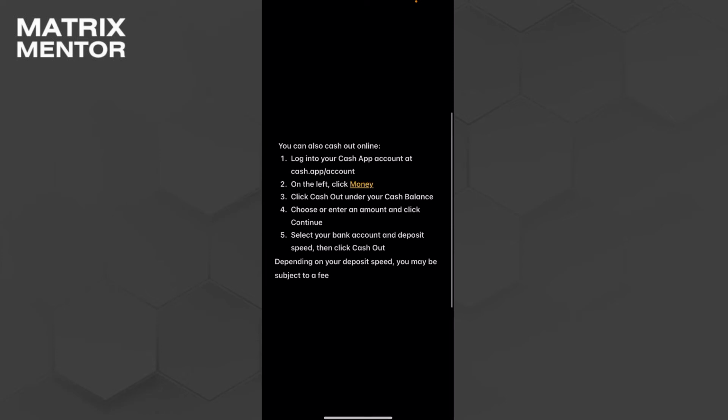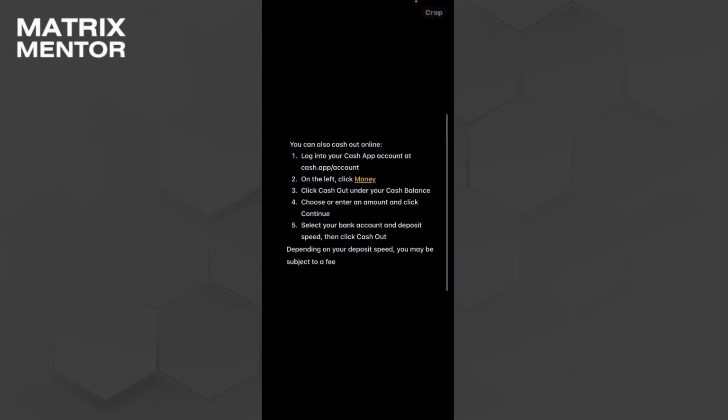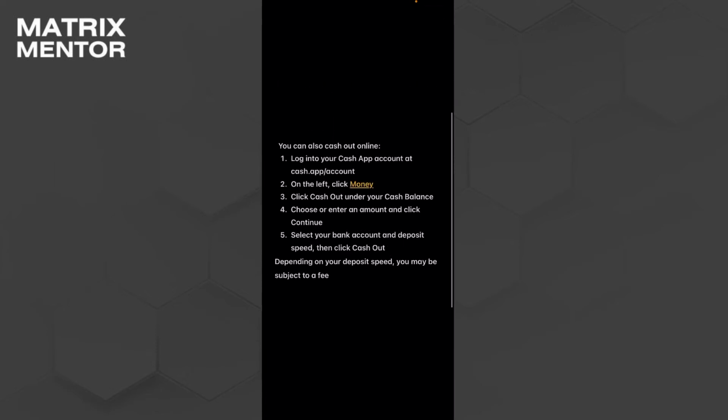So guys, what you have to do is just go to this URL I'm showing you, cash.app/account. Whenever you go on it, it will ask you to log in. Just log in. The second step is to go to the left option. You will see the Money tab at the top left of the screen on your Cash App application or website. You just have to click on Cash Out under your cash balance.